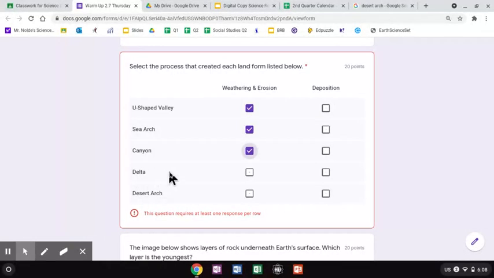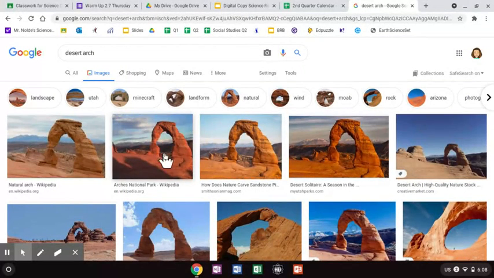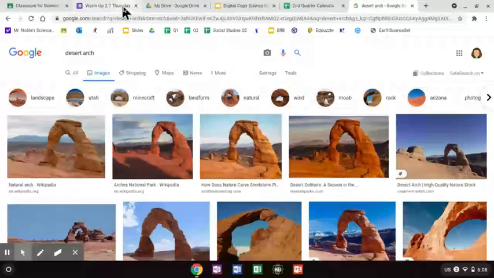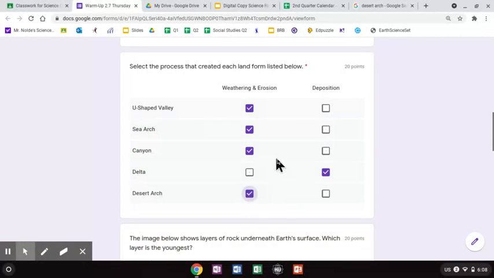A delta, remember, that's the river that we just looked at a minute ago. The river is carrying sediment, and the delta forms because the sediment gets dropped at the mouth of the river and builds up to create landmass. And so that's going to be deposition. A desert arch we just looked at. They are formed because the wind is blasting against the rock, breaking it down, and carrying pieces of it away. And so that's going to be your weathering and erosion also.